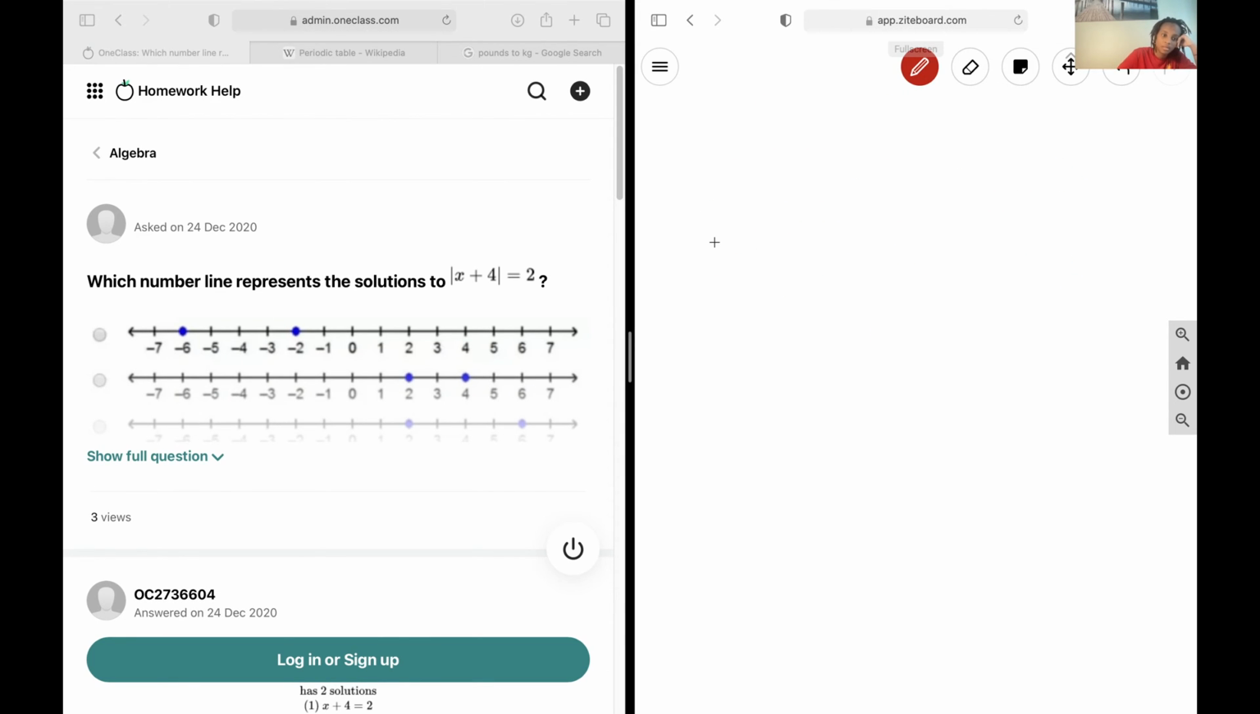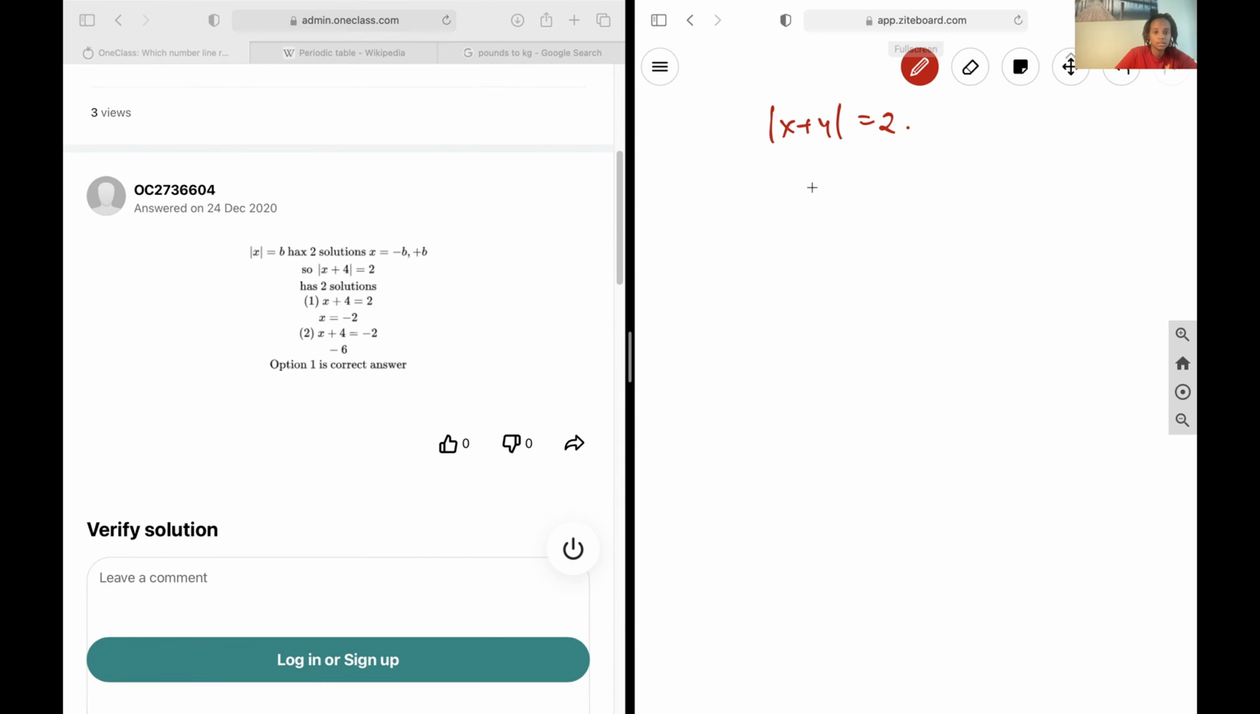Okay, we want to find out which number line represents the solutions to |x plus 4| is equal to 2. We need to remember how to work with these number lines, and remember that |x| is equal to b has the two solutions of x is equal to negative b and x is equal to positive b. And so now if we have |x plus 4| is equal to 2, we'll have two solutions, and that will be x plus 4 is equal to 2 or x plus 4 is equal to negative 2.